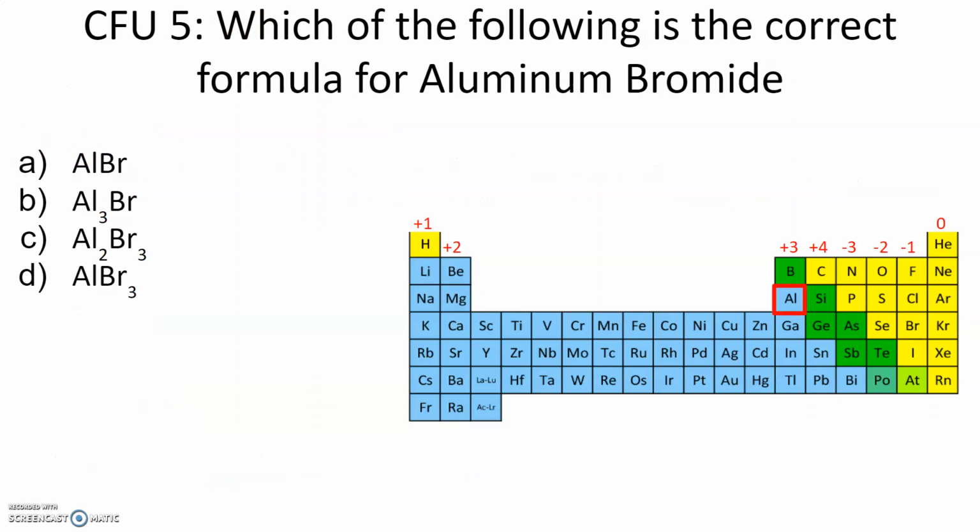Okay, so if that's the incorrect formula, what's the correct formula for aluminum bromide? So why don't you pause this video now and see if you can figure it out. Remember, you want the overall charge to be 0. So how many bromines or how many aluminums do you need to get the overall charge to be 0?